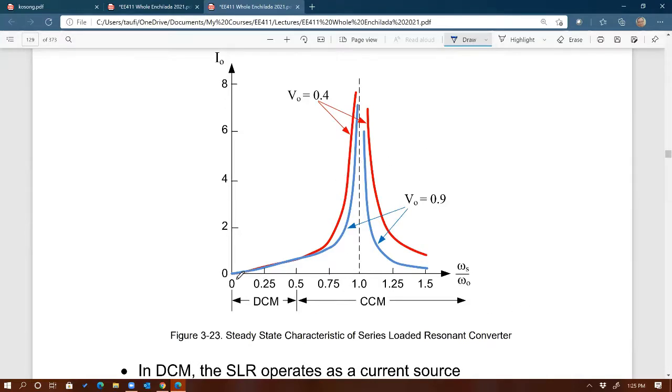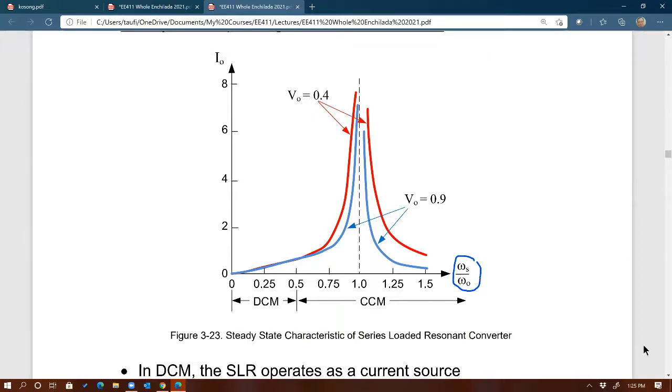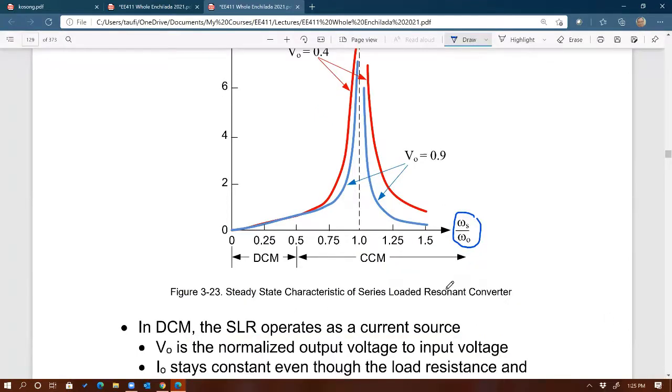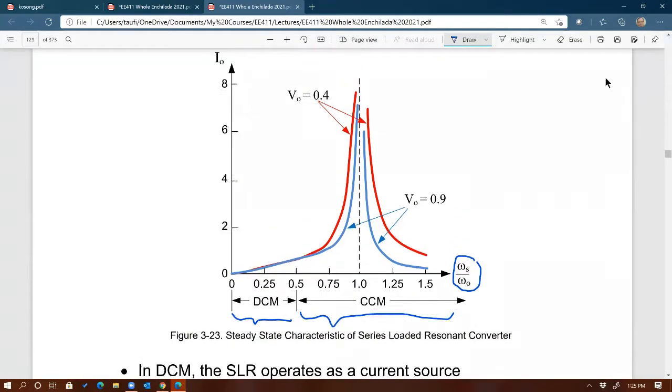On the x-axis, just like the previous graph, is the ratio of the switching frequency to resonant frequency. See that? Omega S over omega naught. From which we know we can determine whether we have DCM or CCM, right? So that's DCM when the ratio is less than 0.5. And we have CCM1 and CCM2 all embedded into this range. And so what this plot tells you is this.